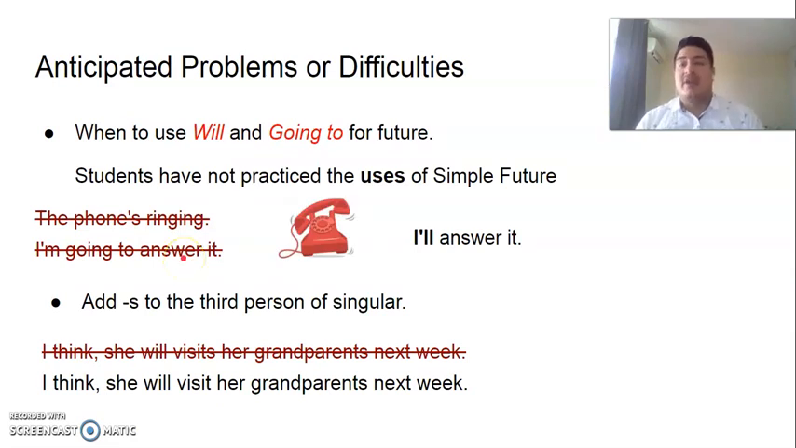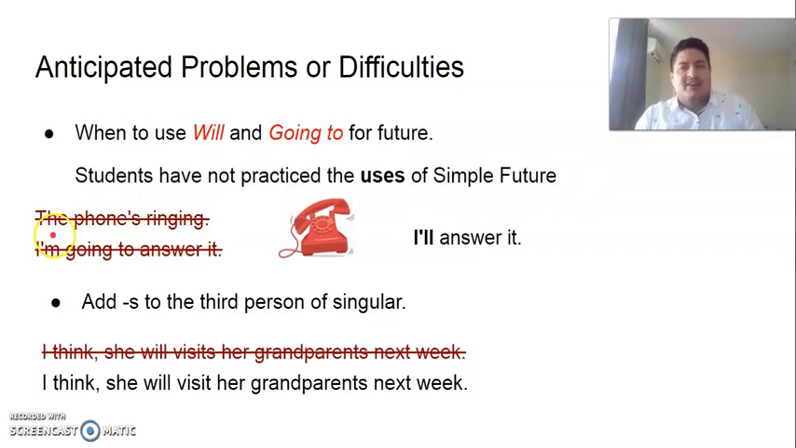Here we have some anticipated problems or difficulties students face when they learn the simple future. For example, this is one of the most common ones. Most of the time students don't know when to use will or going to for future. They get confused and when they have the opportunity to practice will with future, they start thinking, do I have to use will or going to? This happens because students have not practiced the uses for the simple future.